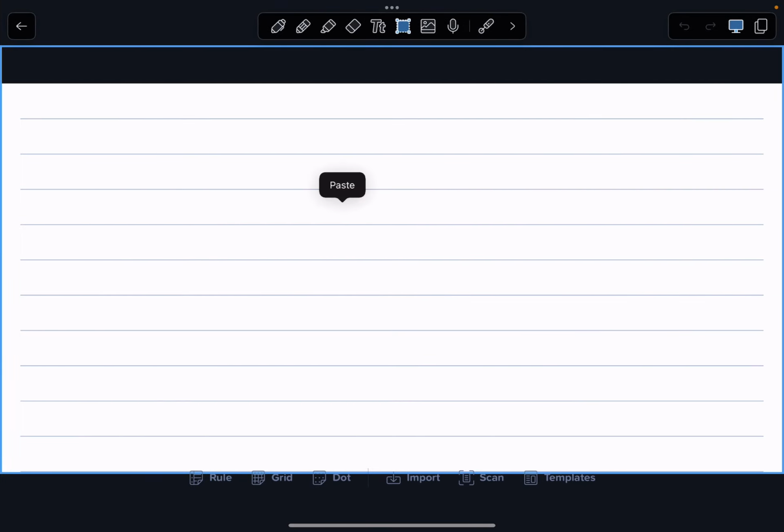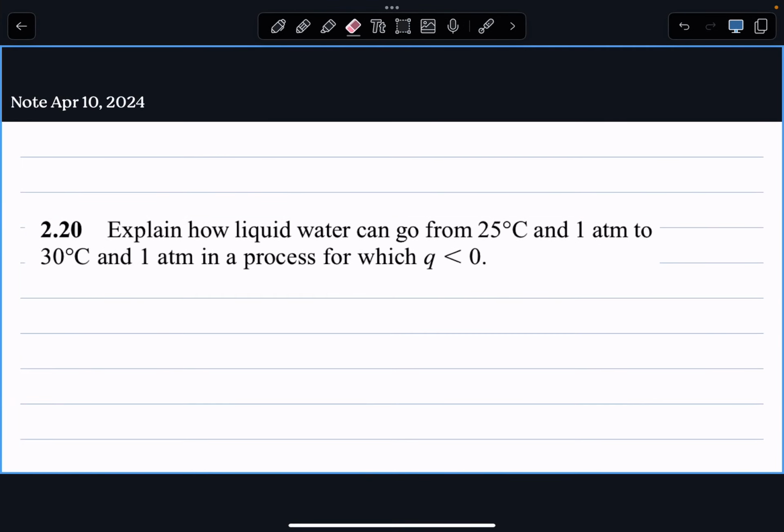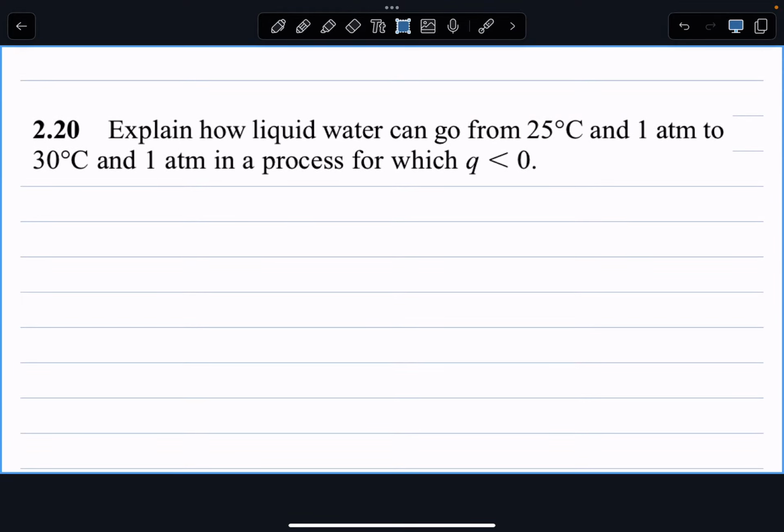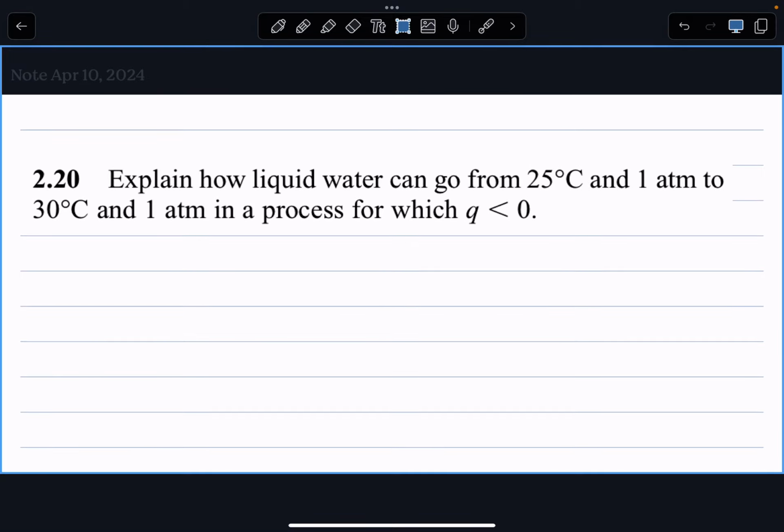I'm going to open a new note for it. So this is a question related to the nature of heat as a path integral. So we want to read it together. Can you explain how liquid water, just any kind of liquid water, like a cup of liquid water, can go from 25 degrees Celsius and 1 atm to 30 degrees Celsius and 1 atm in a process where the heat transfer is negative?